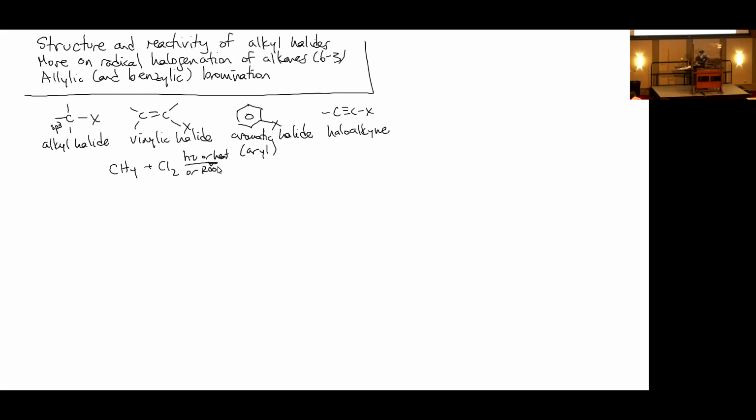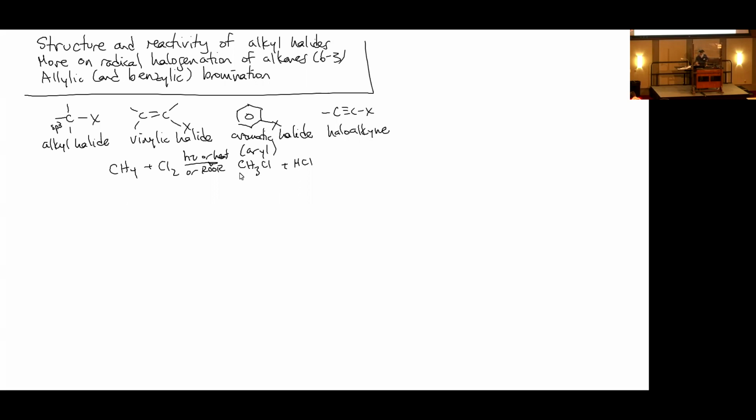We could just as easily have used bromine. And you can use light as a radical initiator. I'm writing h nu as a shorthand for a photon of light of the correct wavelength. Or you can initiate these with heat, or you can use a radical initiator, such as a peroxide. There's all kinds of different organic peroxides and hydroperoxides that make very good radical initiators.